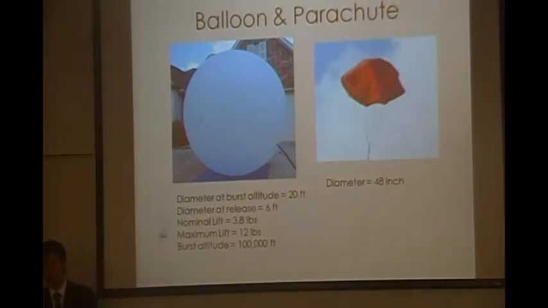And the right side is the parachute. It has a diameter of 48 inches. It's rated for over 4 pounds of payload weight.